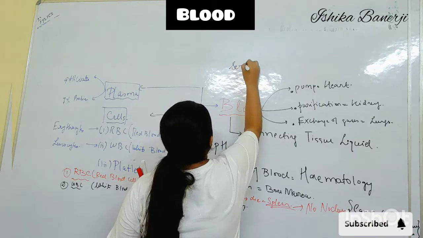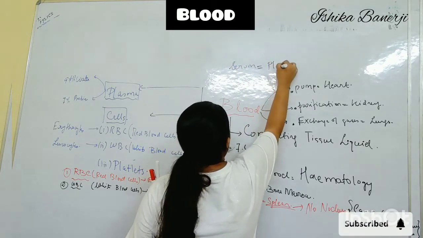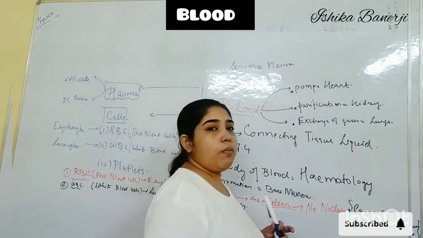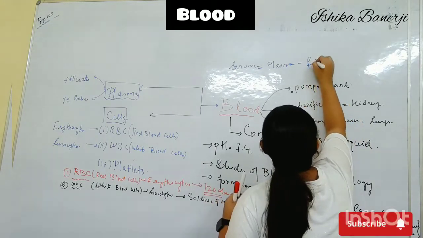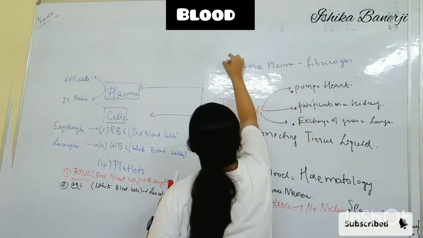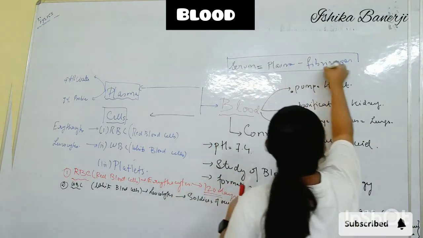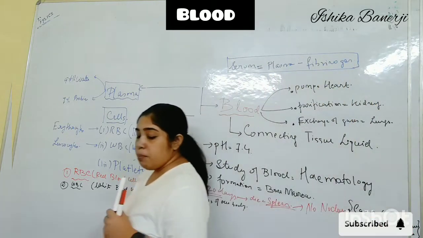Serum means from the plasma. What is plasma? Plasma is 90% water and 7 to 10% protein. From this plasma, if I remove the fibrinogen, then it is known as serum. Now the question is, what is fibrinogen? Fibrinogen is a blood clotting agent. Just remember, fibrinogen means blood clotting.